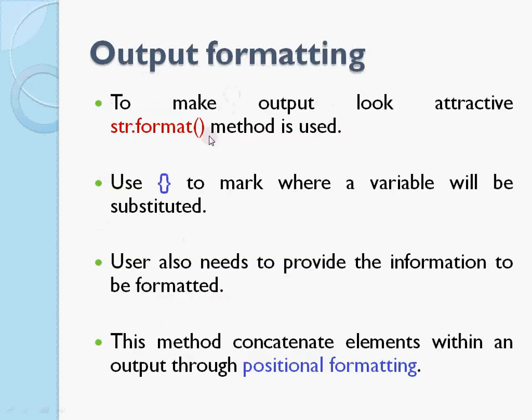Next is output formatting. We can explicitly format with the string.format method. So what happens? We have to say the placeholders by representing them with the curly braces, open curly brace and closed curly brace. Also, we have to provide the information to be formatted. How does the concatenation take place? With the help of positional formatting. Let us see an example to understand this concept.